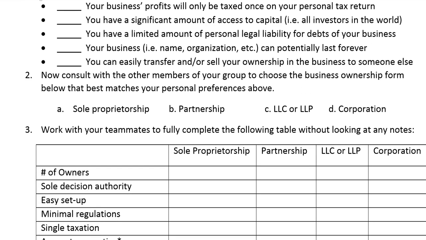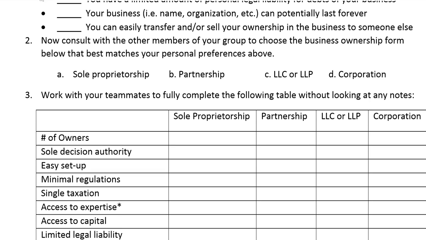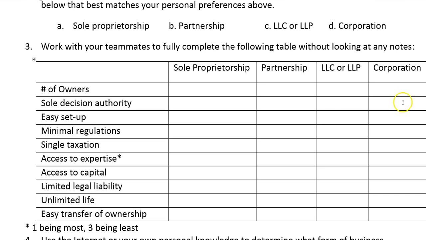Number 2, this is something that you may not be able to do because you may not have other people to consult with, but you could post something on our discussion board for Module 2 and discuss it there if you like. Otherwise, just do the best from what you know of these 4 different business ownership types. Number 3, this is based on the video, and it simply goes through all the different criteria or the specifications of each ownership type, and you should be able to complete this based on the videos.